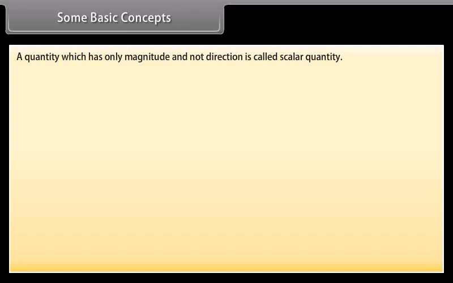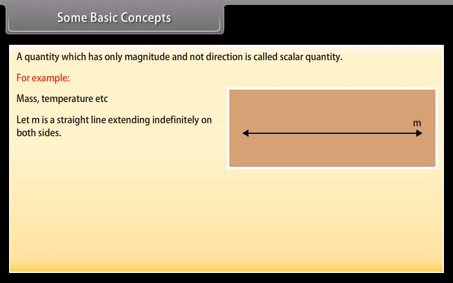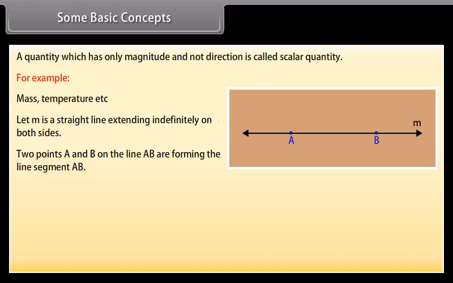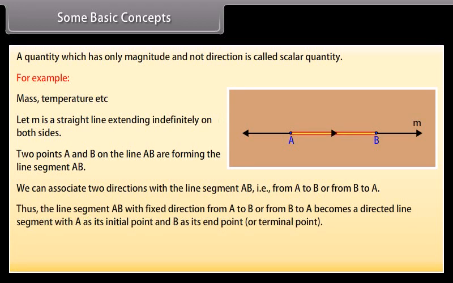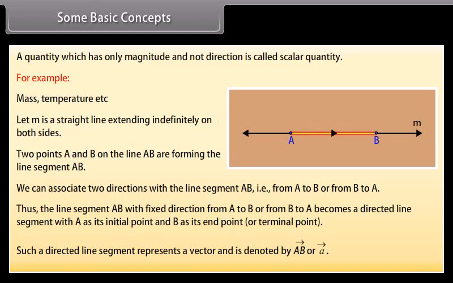Some basic concepts. A quantity which has only magnitude and not direction is called a scalar quantity. For example, mass, temperature, etc. Let M be a straight line extending indefinitely on both sides. Two points A and B on the line AB form the line segment AB. We can associate two directions with the line segment AB, that is from A to B or from B to A. Thus, the line segment AB with fixed direction from A to B or from B to A becomes a directed line segment with A as its initial point and B as its end point or terminal point. Such a directed line segment represents a vector and is denoted by vector AB or vector A.